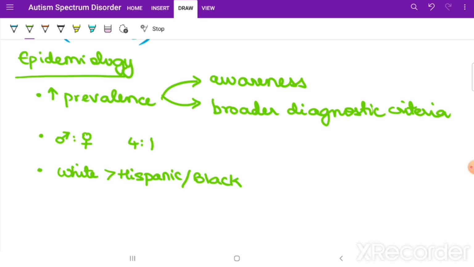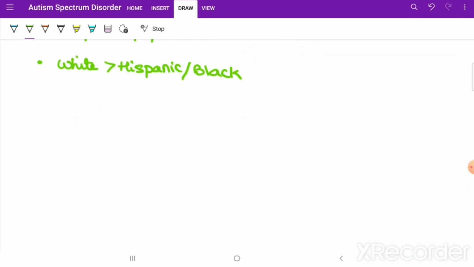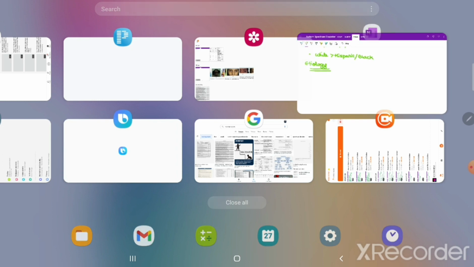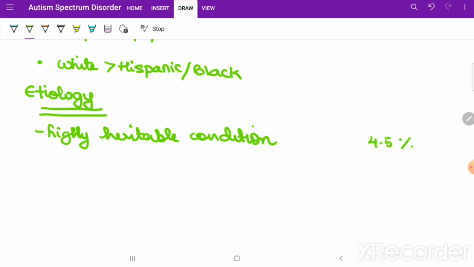Now coming next, after epidemiology, I'll just mention a few aspects. I'll explain etiology. Now ASD, what you need to know is a highly heritable condition, and it has multiple implicated genes. Okay. It is told that the prevalence of autism in siblings is 4.5%. Prevalence of autism in siblings is 4.5%, okay.